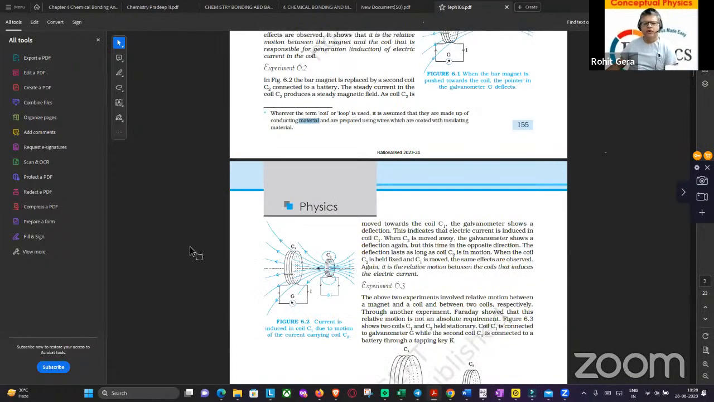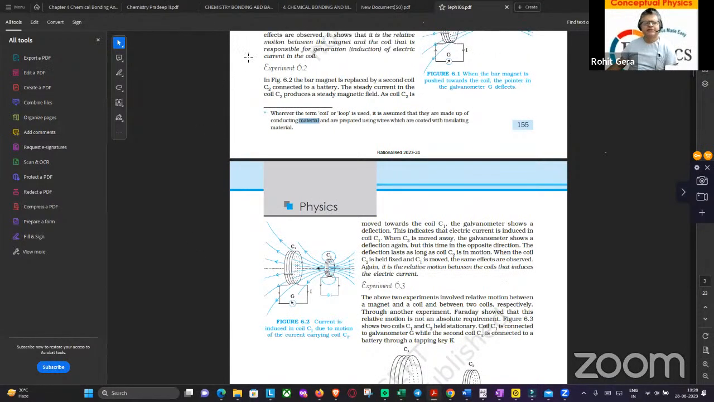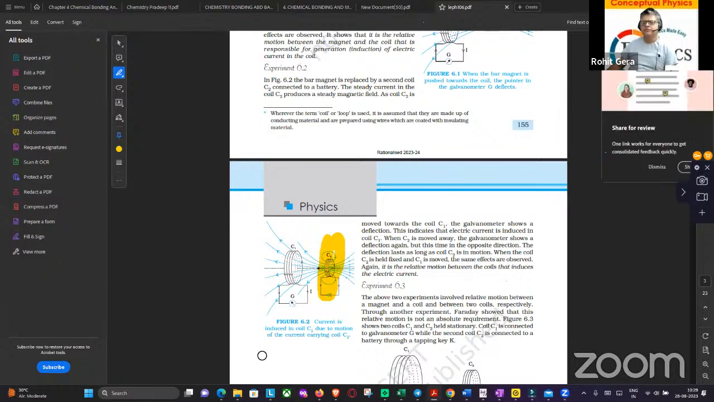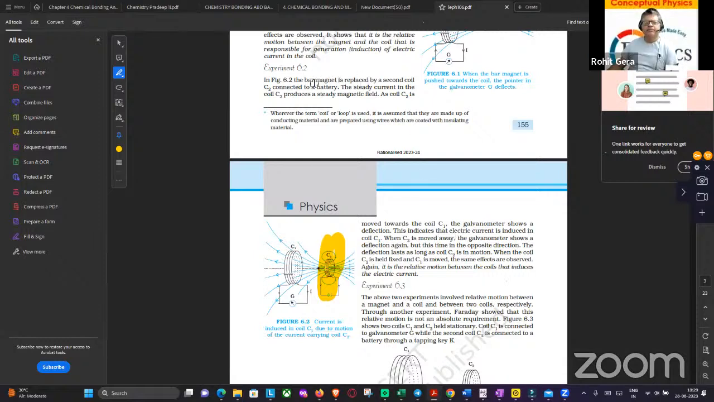Got it. Okay, let's do the same experiment now, but let's do one change. And that change is, okay, this is the change you are bringing in. Instead of a bar magnet, use this another coil. Okay, and this coil has a battery connected to it.